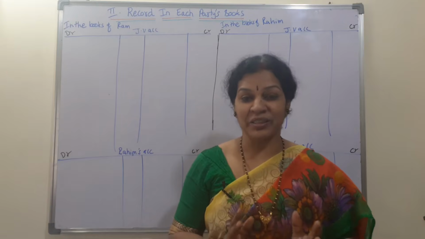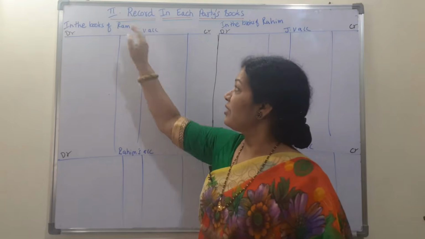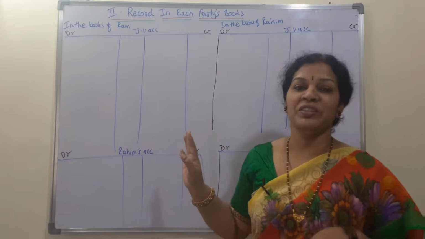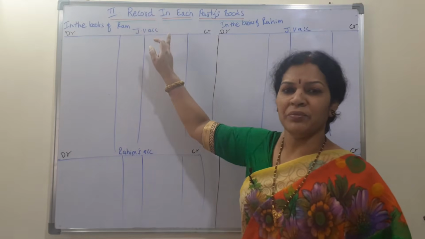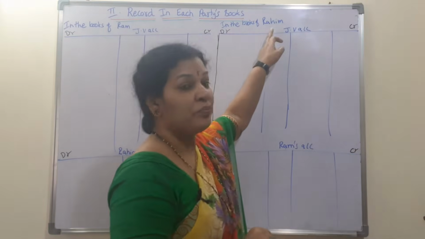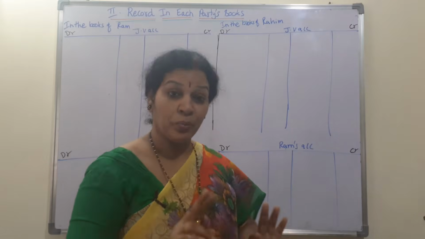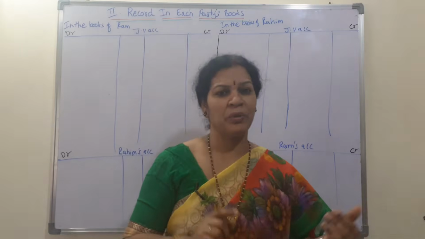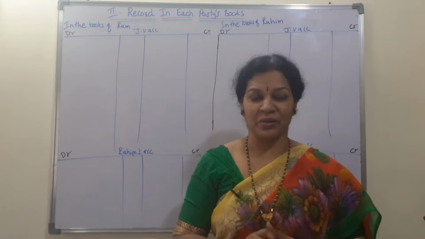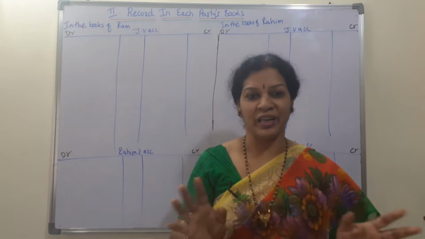So this second method we are going to discuss in the books of both the parties. Suppose here in the books of Ram, we prepare joint venture account and Raheem's account, the co-venturer being Raheem. In the same way, in the books of Raheem, joint venture account and Ram's account, Ram being the co-venturer. Both the books we are preparing. In the previous problem, only in one book, in the books of A, we prepared joint venture account and B's account. Here I'll show you both the books so that there is no confusion and you get more clarity.